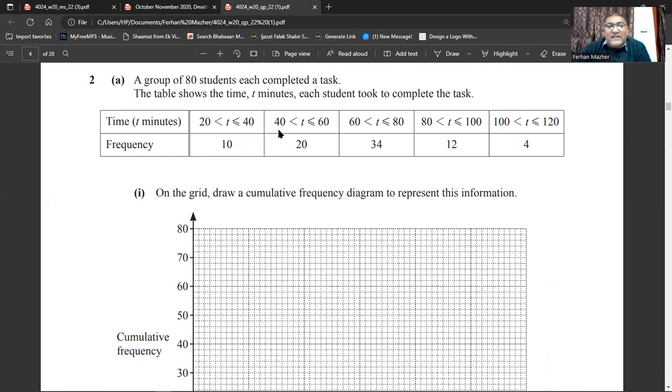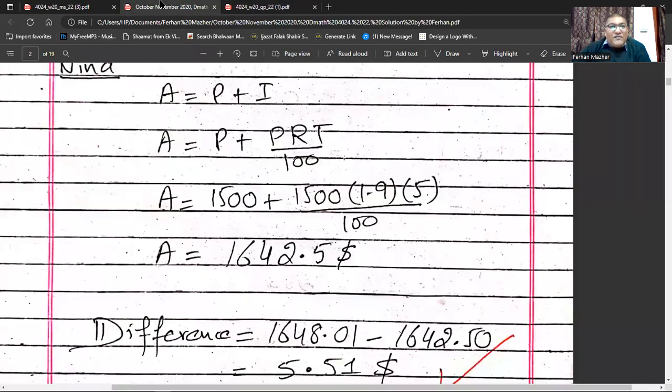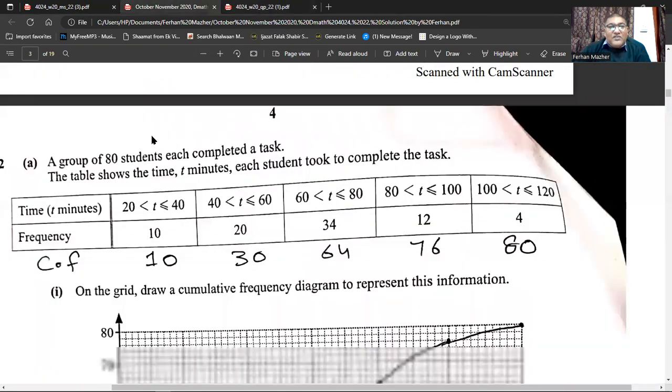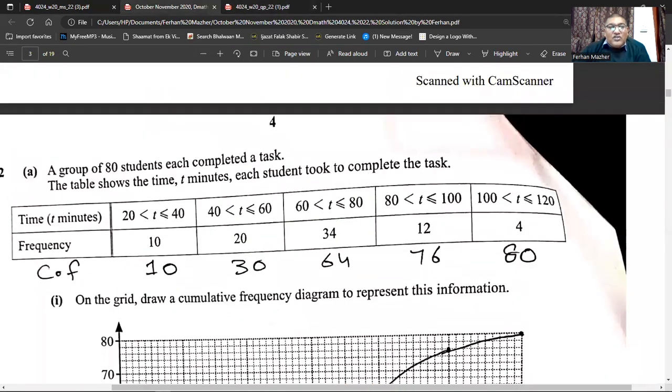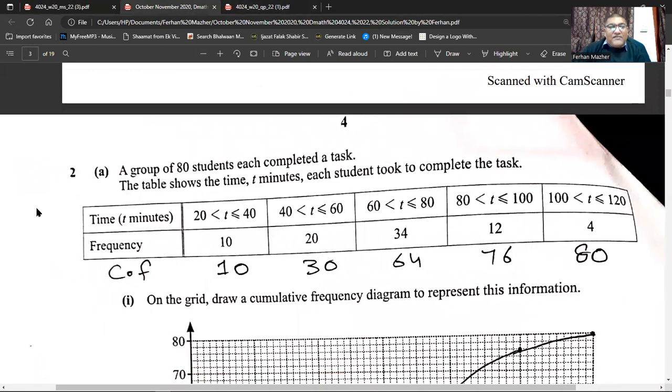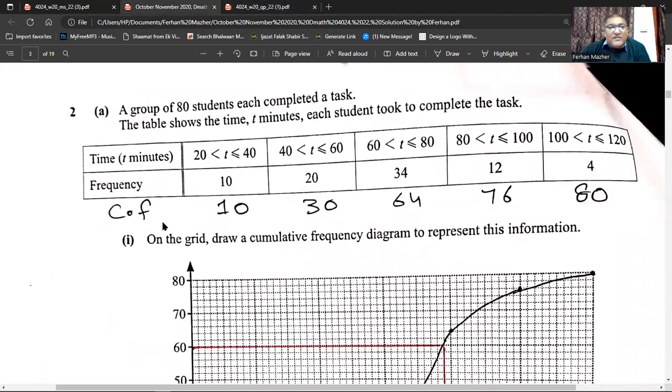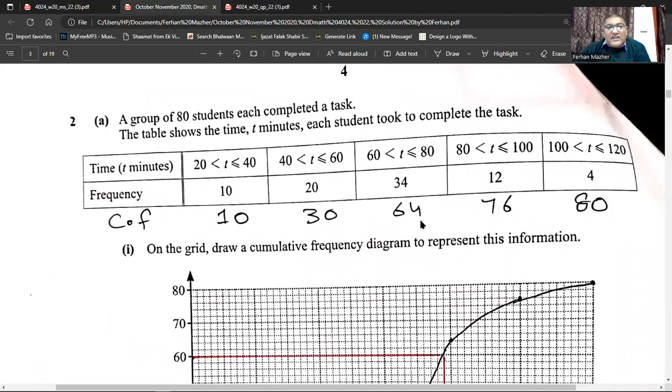For example, it will be 10, 10 plus 20, it will be 30, 30 plus 34, 64, 64 plus 12, and it will be 76, 76 plus 4, it will be 80. So this is how you will find the cumulative frequency for each class. You can see on your screen, I have found the cumulative frequency. Cumulative frequency will be 10, 30, 64, 76, and 80.